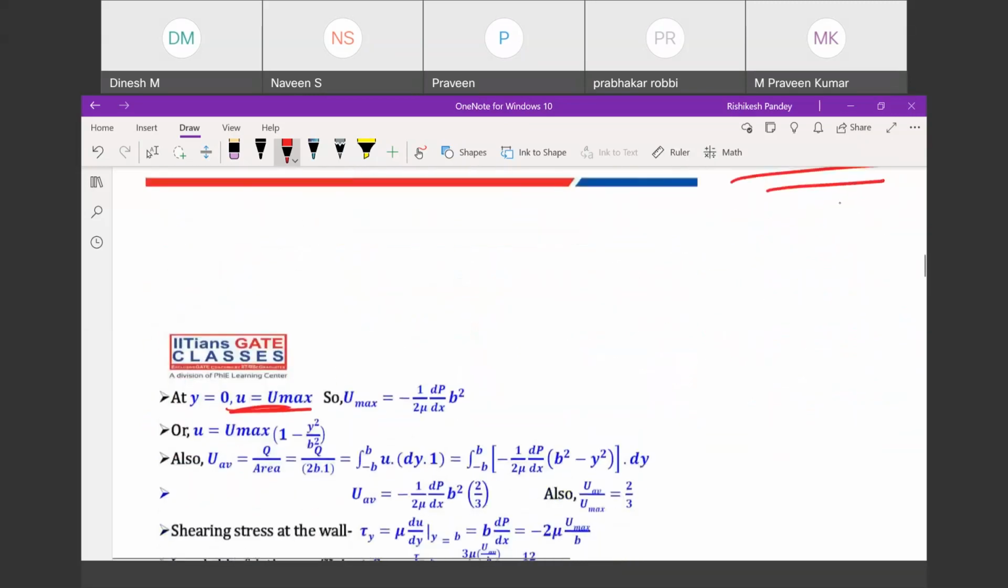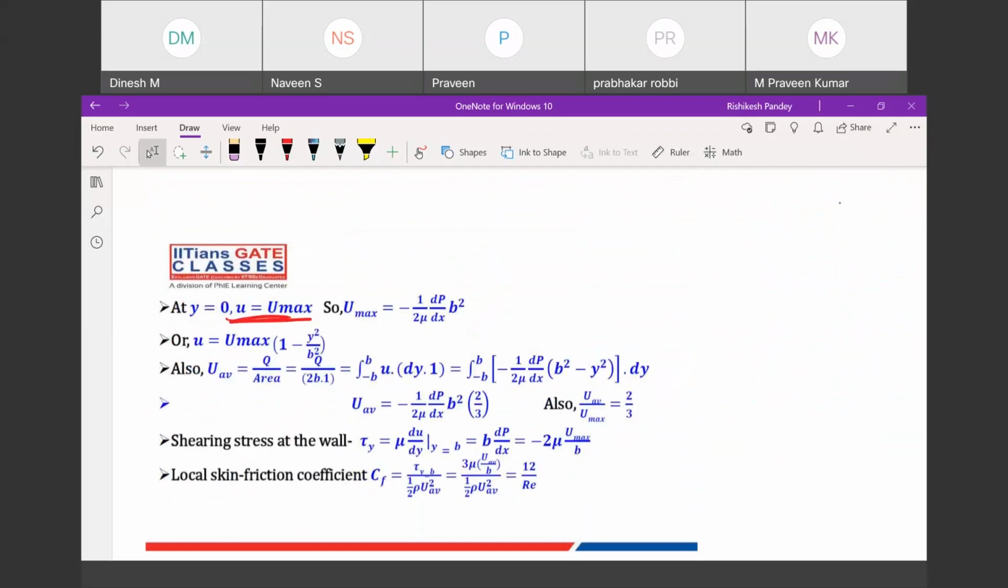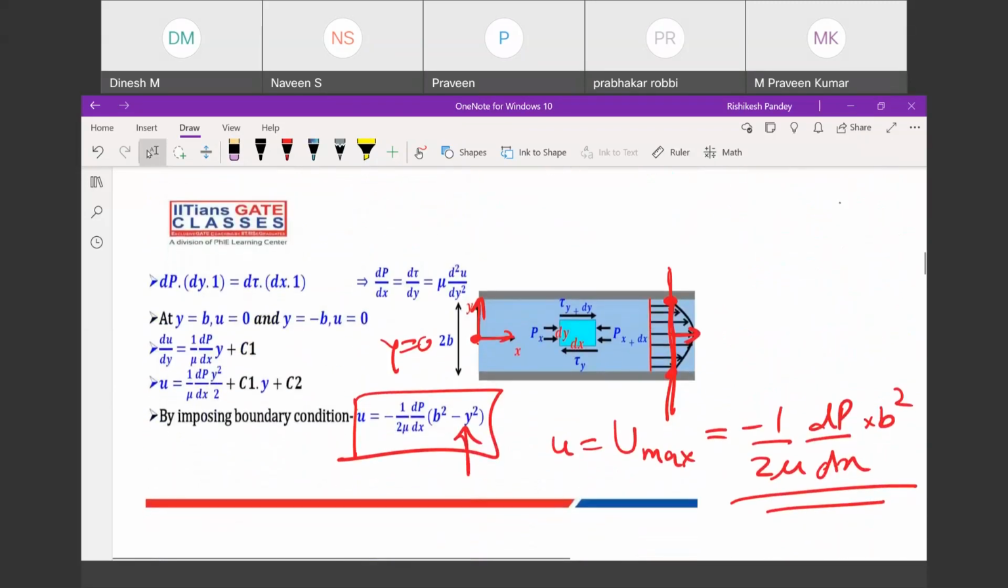Now, similarly, we can derive the average velocity. What is average velocity? We are having a velocity profile like this, a parabolic one. At the ends it is 0, here it is 0, here it is 0, but at the center we have the maximum. So what will be the average value? Some average value we need to calculate.